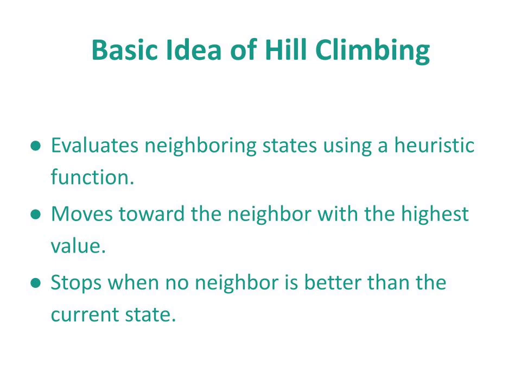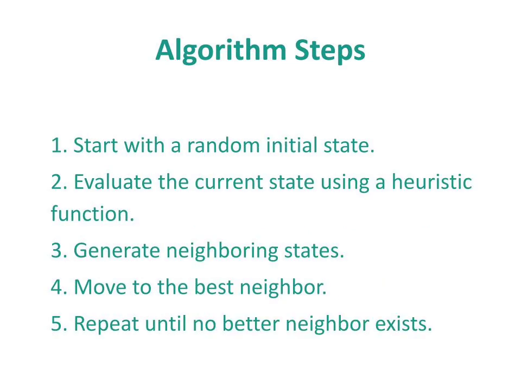Basic idea of hill climbing. The core idea is to use a heuristic evaluation function to estimate how good each state is. From the current state, we look at the neighboring states and move to the one that has a better heuristic value. The process continues until there is no better neighbor, meaning we have reached a peak.